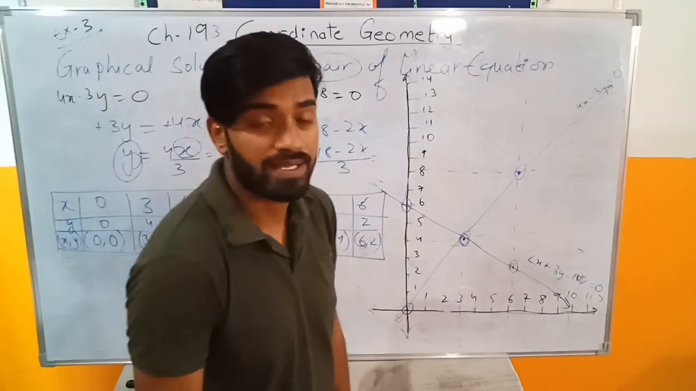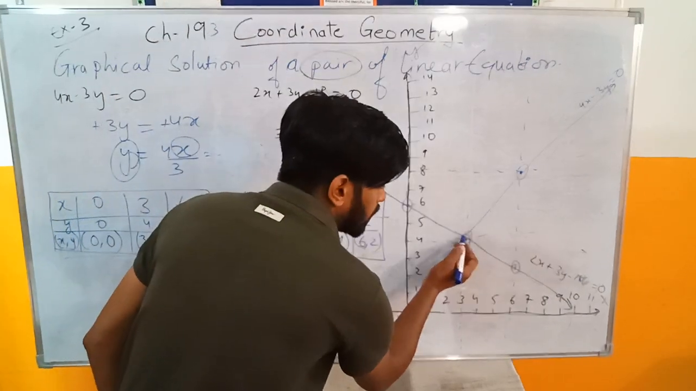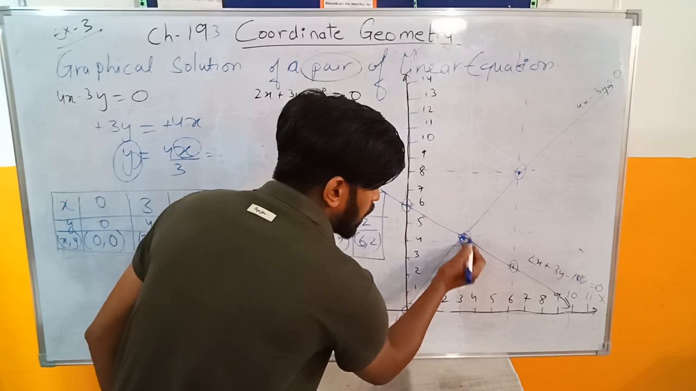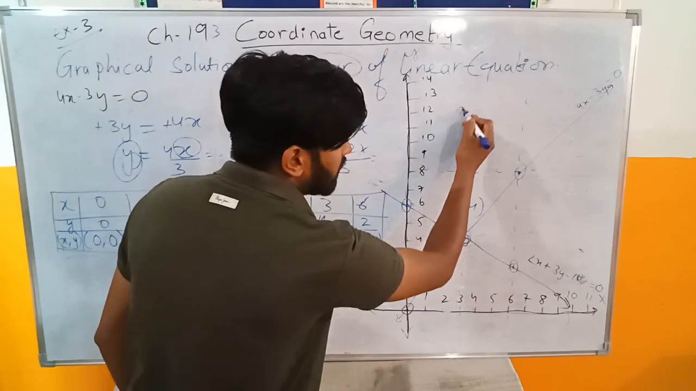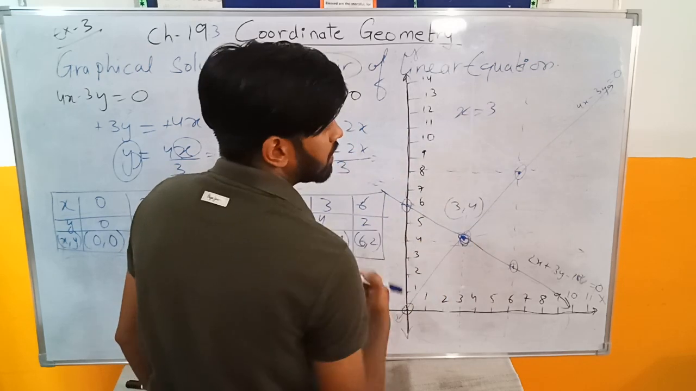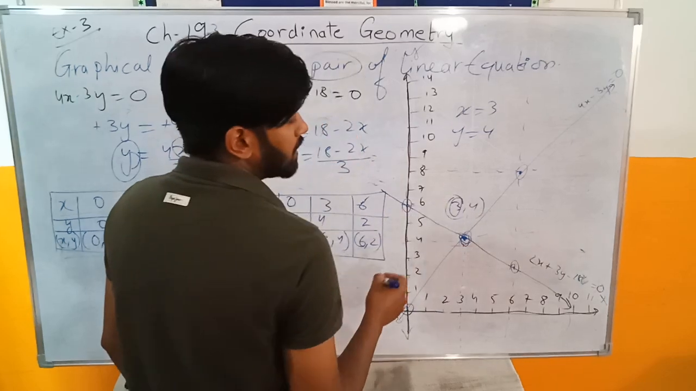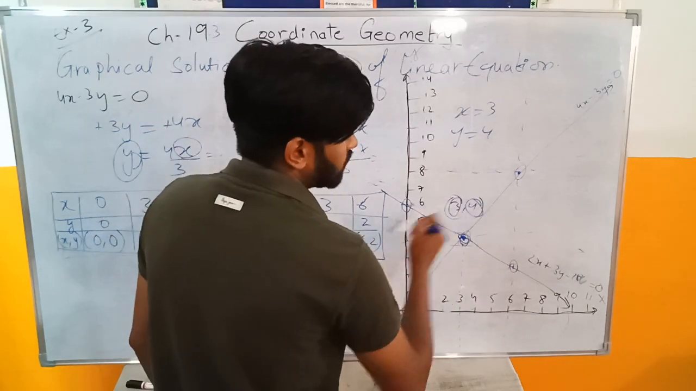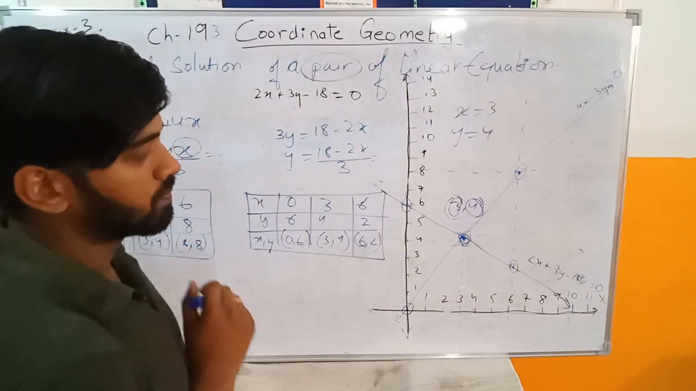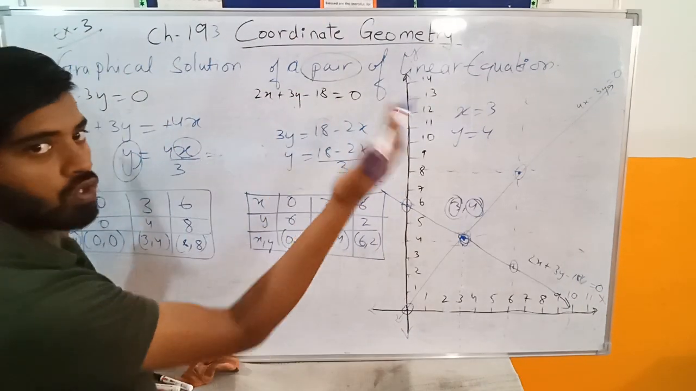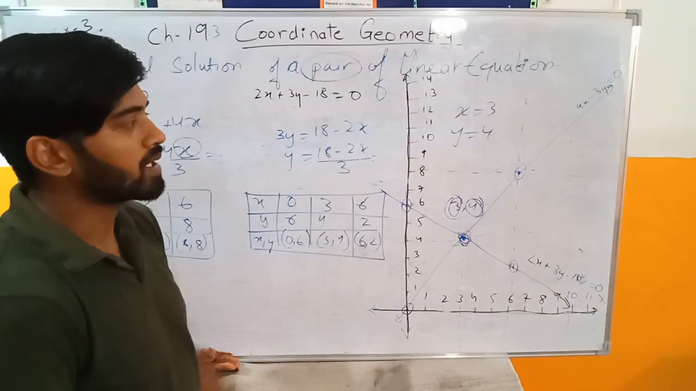But what is the value of x and y? Let me explain you. The value of x and y is wherever both the lines are meeting each other. So if you notice, both the lines are meeting each other at 3, 4. So what is the value of x? The value of x is 3. What is the value of y? The value of y is 4. Why? The very first number is always from the x-axis, and the second number is from the y-axis. So that is my solution. Solution of the question is 3, 4, or x is 3 and y is 4.